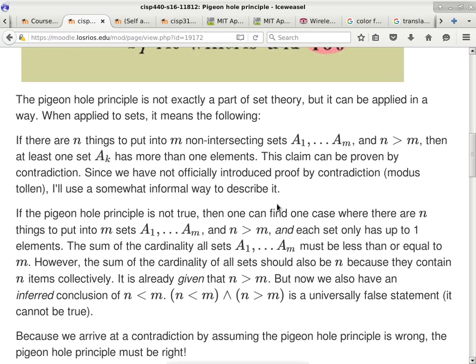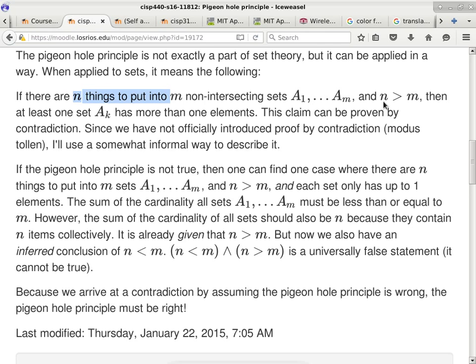Okay, the pigeonhole principle is not exactly a part of set theory, but it can be applied in a particular way to sets. This is the way we do it. Let's say there are n things to put into m non-intersecting sets: A1, A2, ..., Am. Those are the individual sets, and we have n elements to put into them. The statement is basically saying that if there are more things than there are containers to put them into, then at least one of those containers will end up with more than one element.